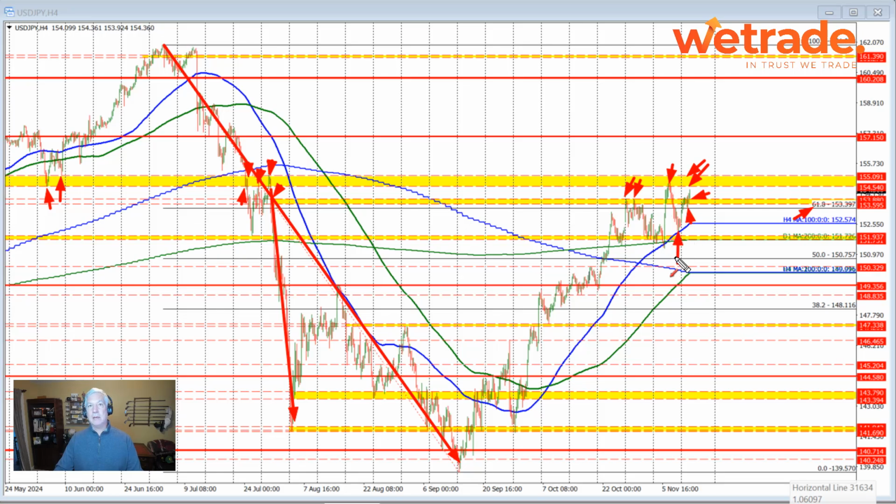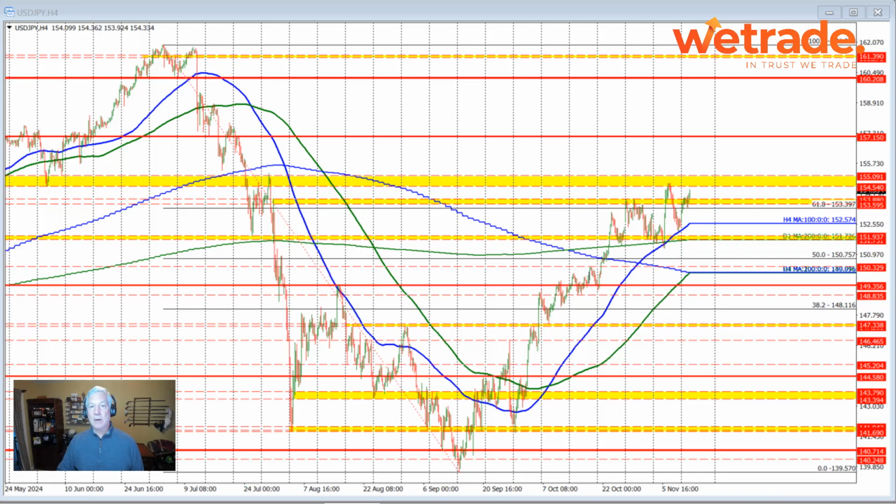Last week's low came right down to the 100 bar moving average on the 4-hour chart. So, there are levels in play. One is a 61.8, and then we have this swing area up here. Get above 154.54, and we'll see if the price can stretch further to the upside here toward the high of that swing area at 155.09.